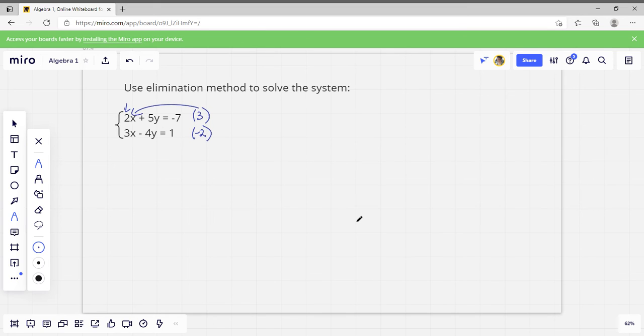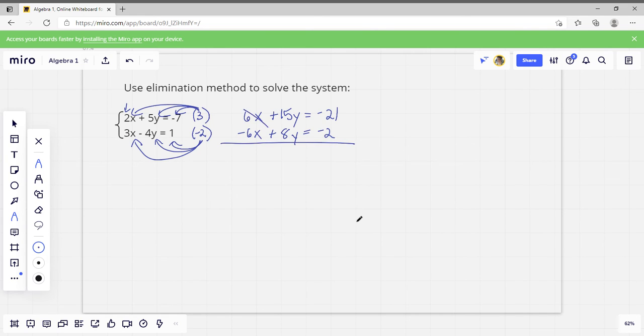3 times 2 is 6. 3 times 5 is 15y. And 3 times 7 is negative 21. And then we're going to say negative 2 times 3 would be negative 6x. Negative 2 times negative 4, negative times negative is positive, 4 times 2 is 8y. And then negative 2 times 1 would be negative 2.